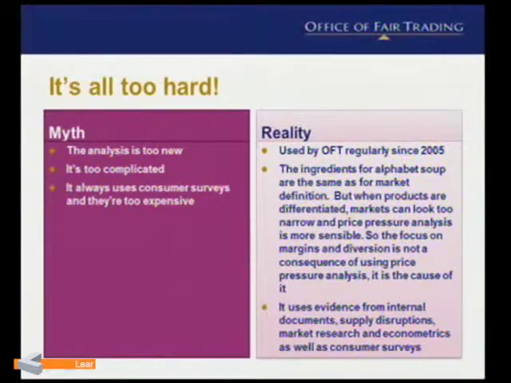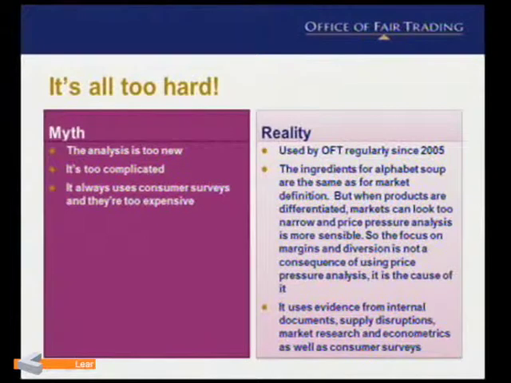So the implication of that is the focus on diversion ratios and margins in the analysis is not a consequence of our move to these tests. It is the cause of our move to this analysis. You need evidence on how closely firms compete. You need evidence on how profitable they are. If you want to say sensible things about market definition, why not use that evidence to say something sensible about what's going to happen post-merger instead? And I think the last criticism, it always uses consumer surveys, and consumer surveys are just too expensive. It does use consumer surveys, that's true.